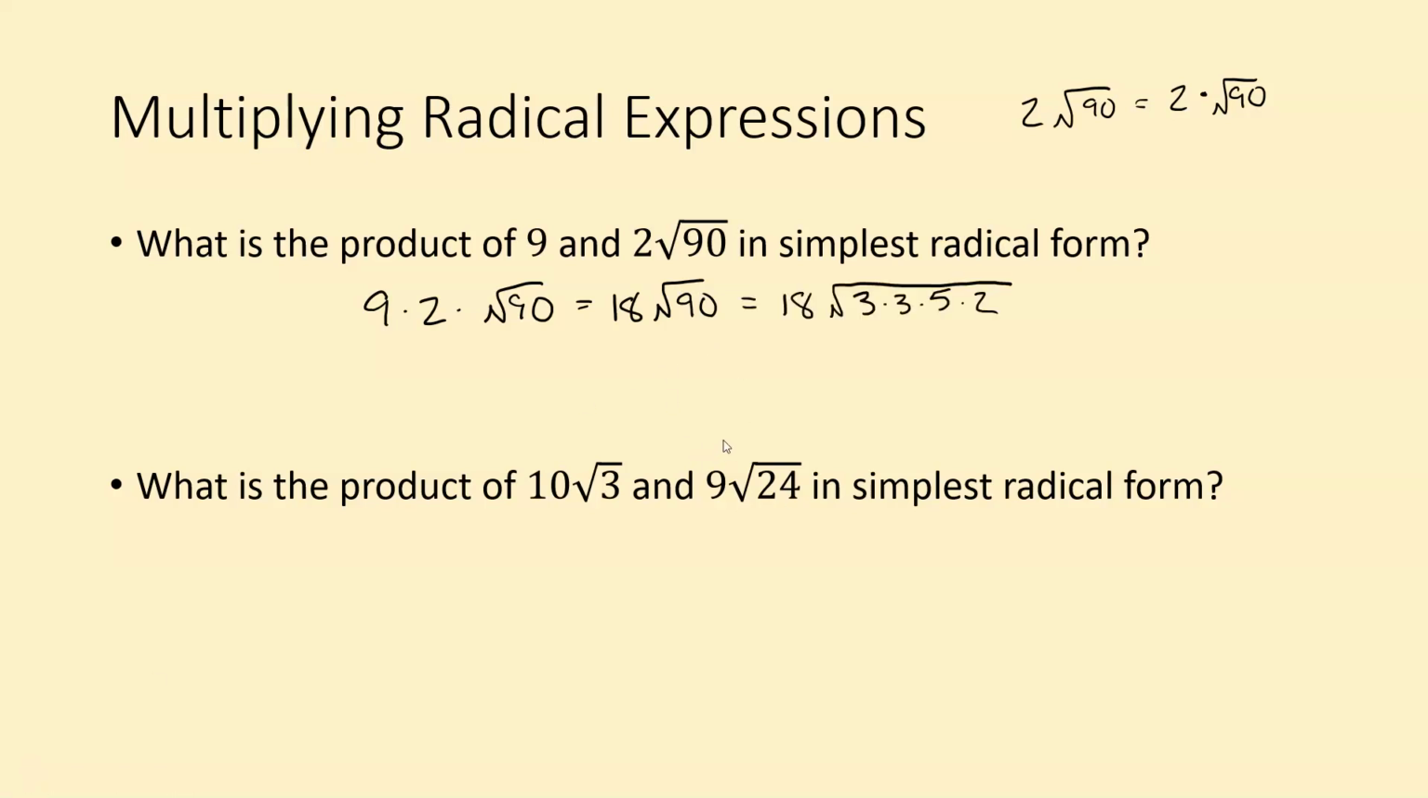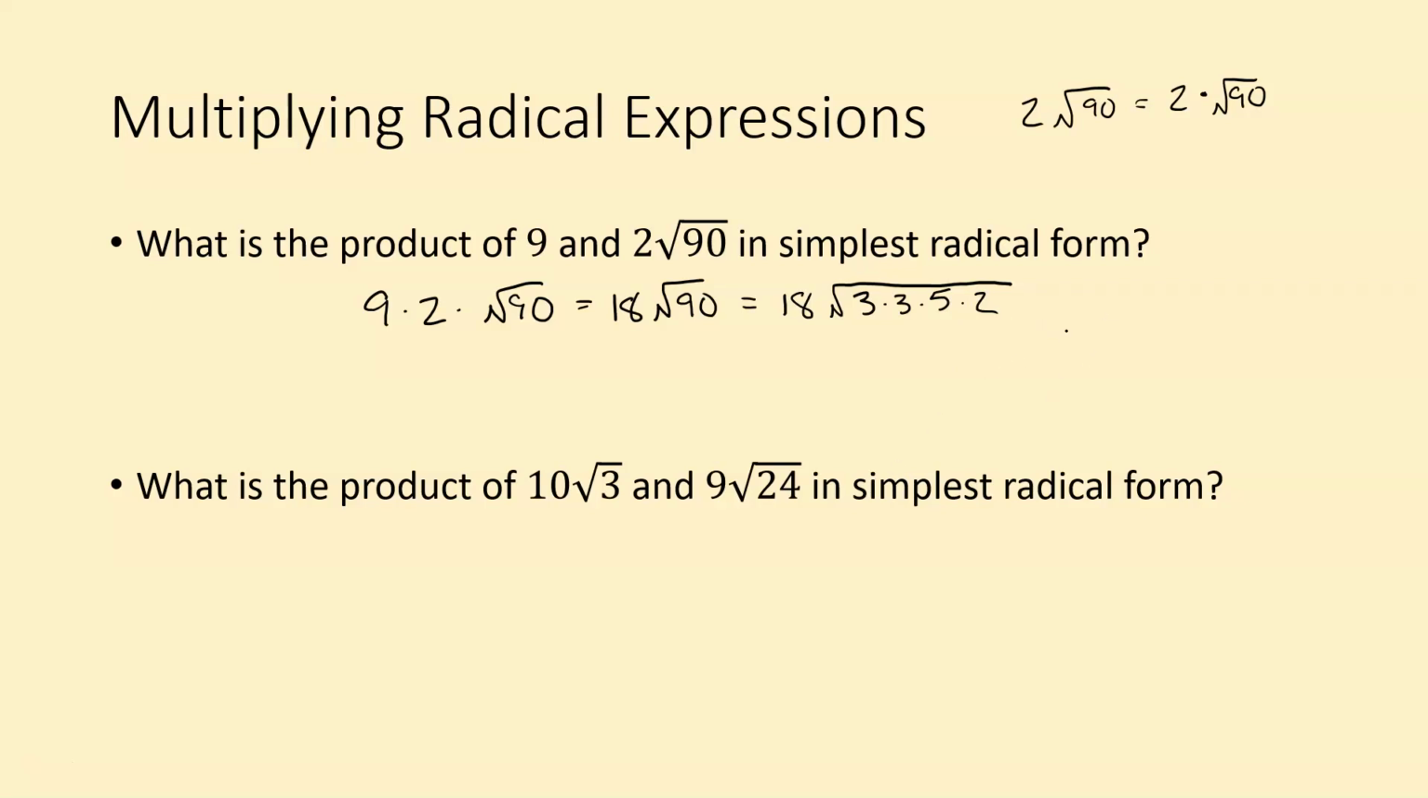So if I were to do the prime factorization of 90 underneath this square root, it would be 3 times 3 times 5 times 2. So I thought 90 breaks down to 9 times 10. 9 breaks down to 3 times 3. 10 breaks down to 5 times 2. So that's how I came up with that.